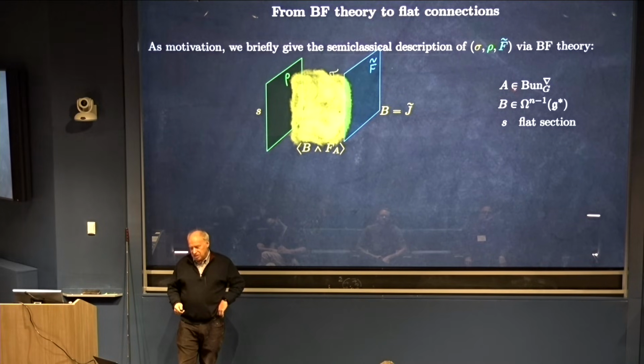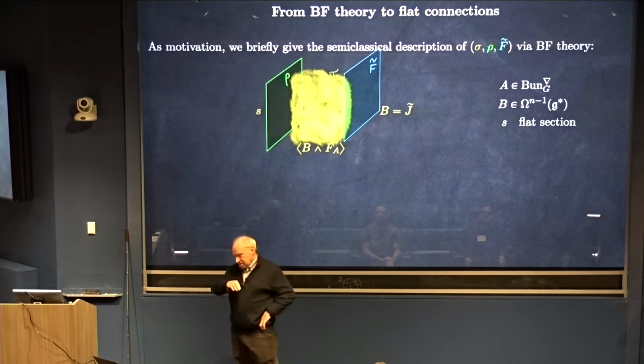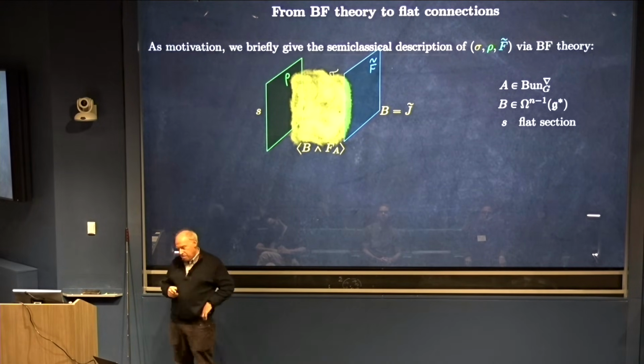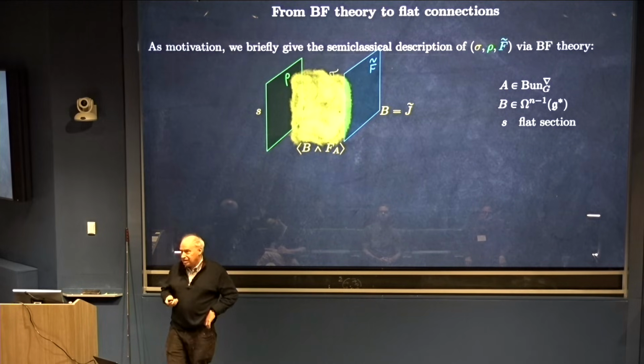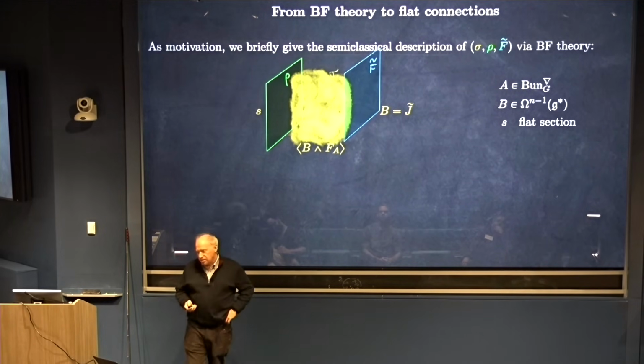And so what we have are these three fields. The two of them, the A and the B that we saw before, this is a connection on a principal G bundle, and this is n-1 form with values in the coadjoint bundle. Those exist in this bulk in the middle. And on this row boundary, we have one other field, which is a flat section of this bundle with connection. So in particular, it enforces the condition that the connection be trivializable on that boundary. That's the same kind of thing. If you specialize to a finite group, you'll recover what we had for a finite group.